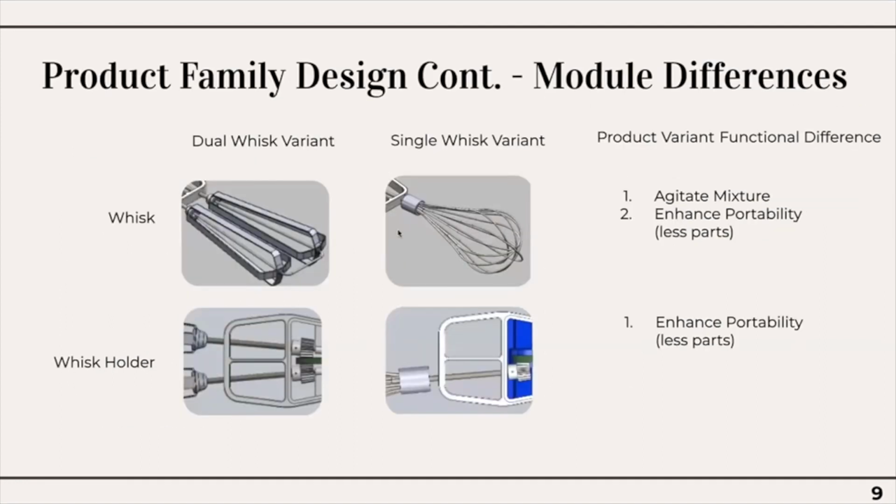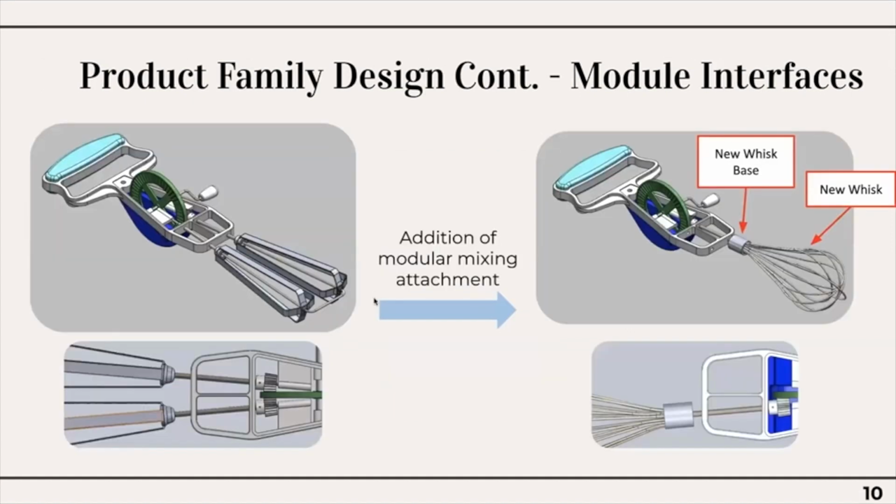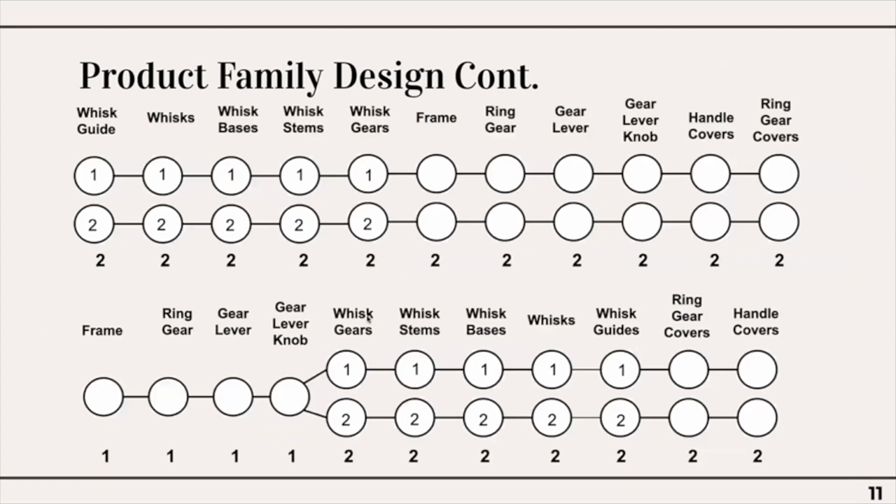Here we can see that the different modules provide different functions to meet consumer needs. The addition of the modular mixing attachment allows for different whisks to be attached and used on the mixer. Following the interim report, the bottom design sequence has been fully optimized to assemble the identical parts first and delay differentiation as much as possible.